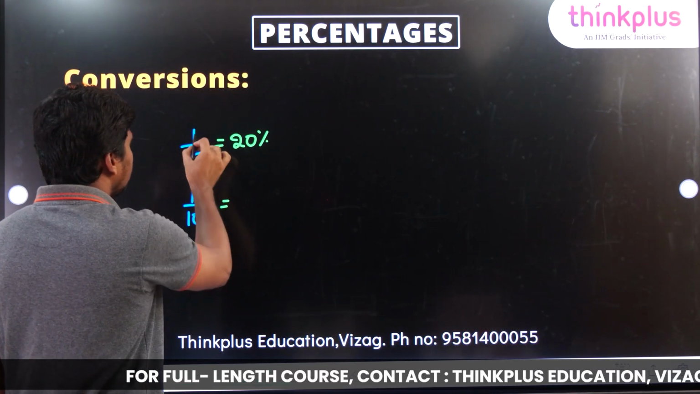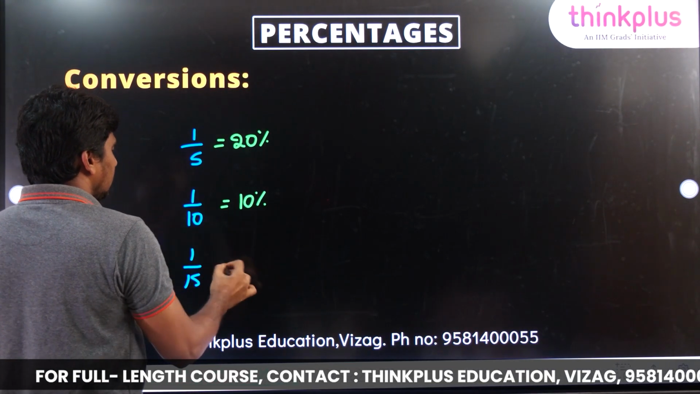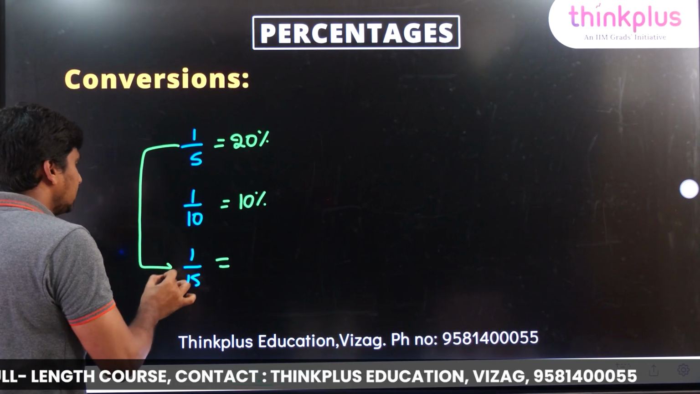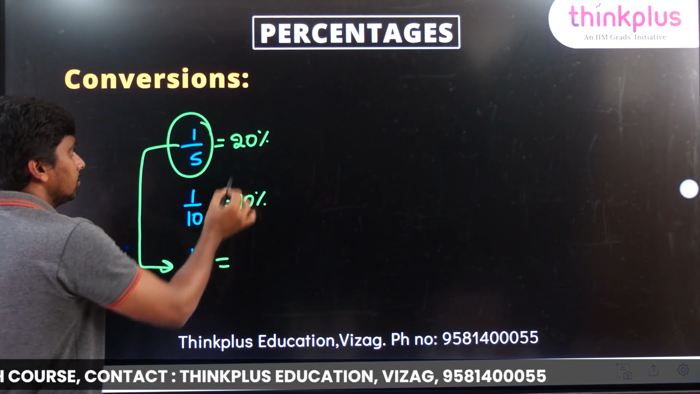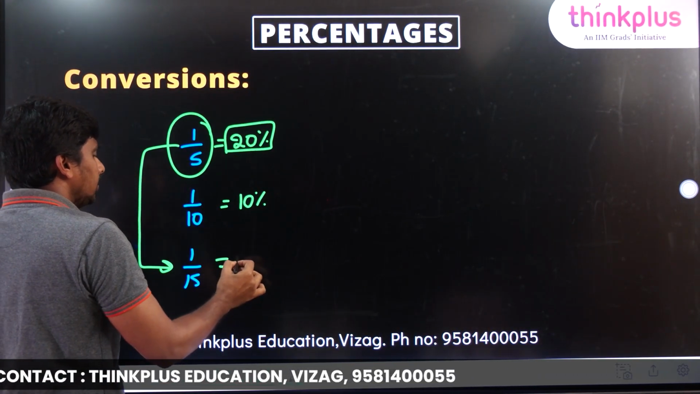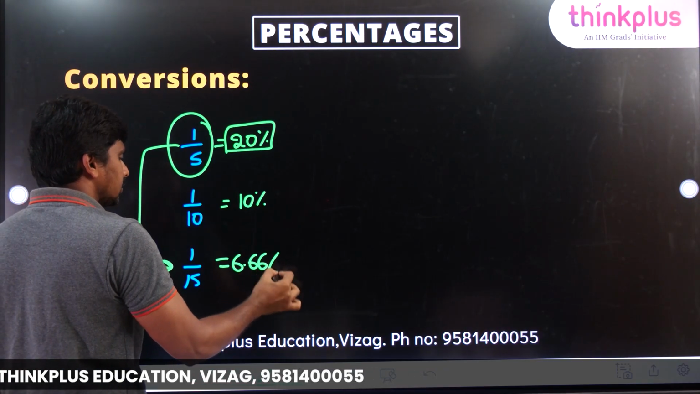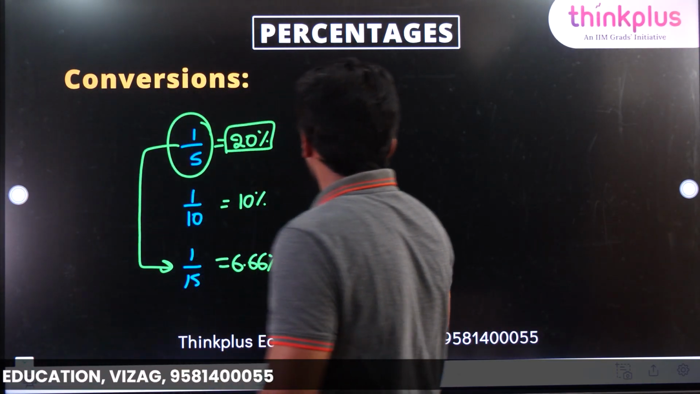So 1 by 10 is half of this number, 10 percentage. 1 by 15, if I do 1 by 5 by 3, I'll give you, so that means I do this by 3. 20 by 3 is 6.66 percentage. Okay, you can write the related things.